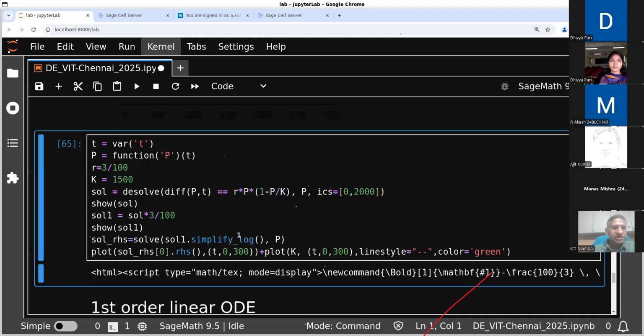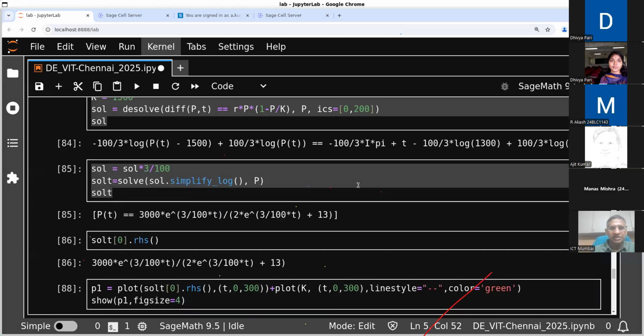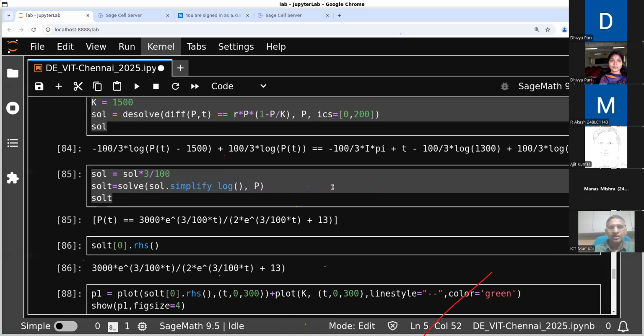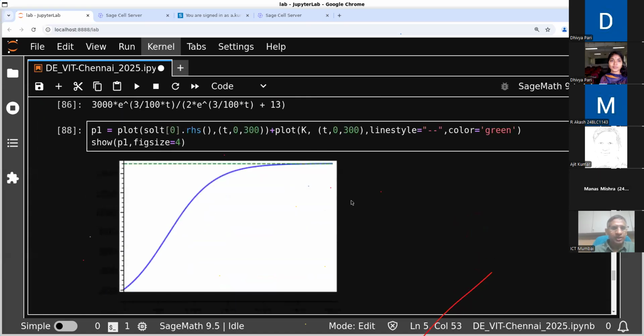If I change the initial condition, earlier it was 200. Initial condition was 200. That is what you can see here, 200, right? So from 200 it grows, right?